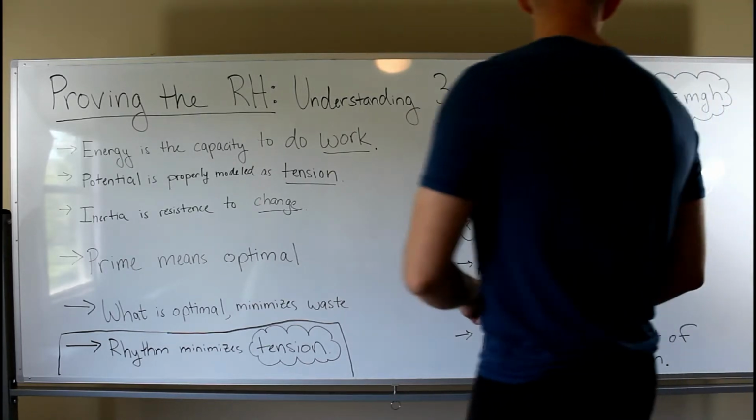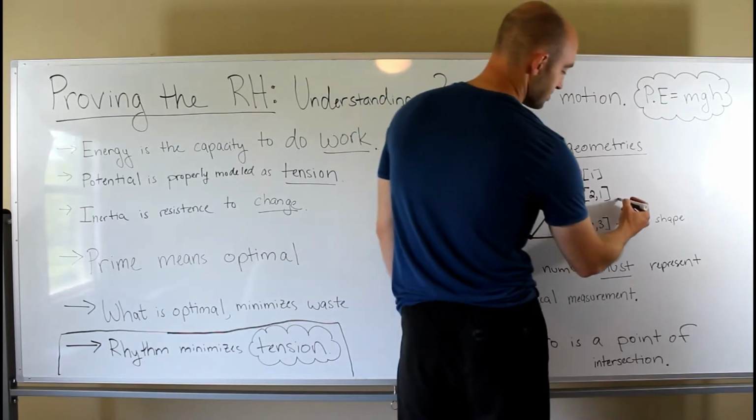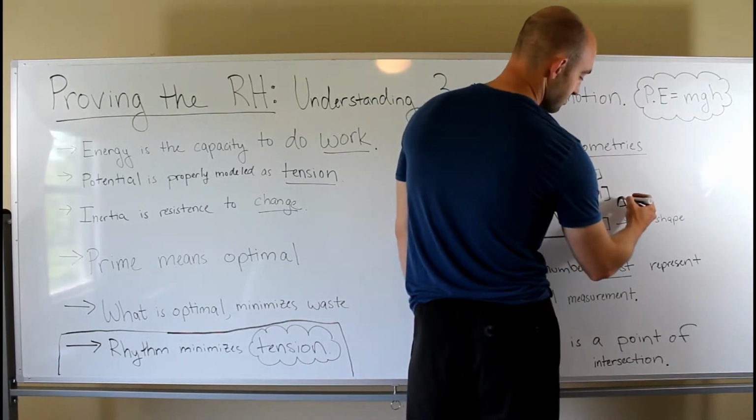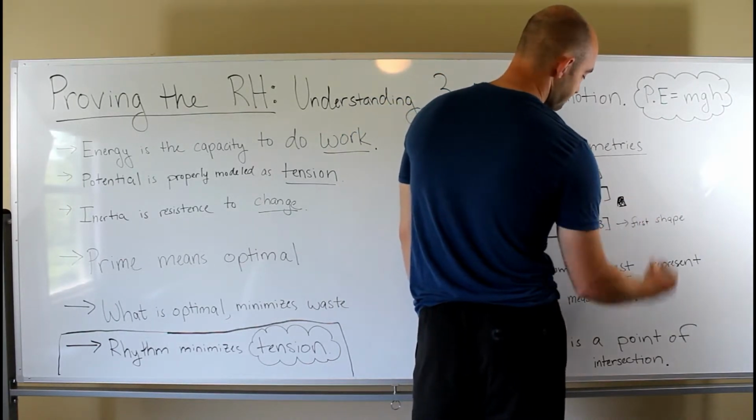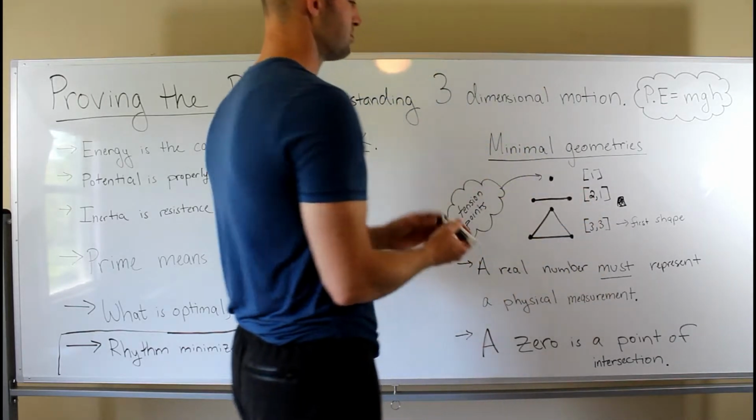And this is really the proof. I'm going to say a couple more things, but this right here is the proof of the Riemann hypothesis. You cannot form a closed shape.